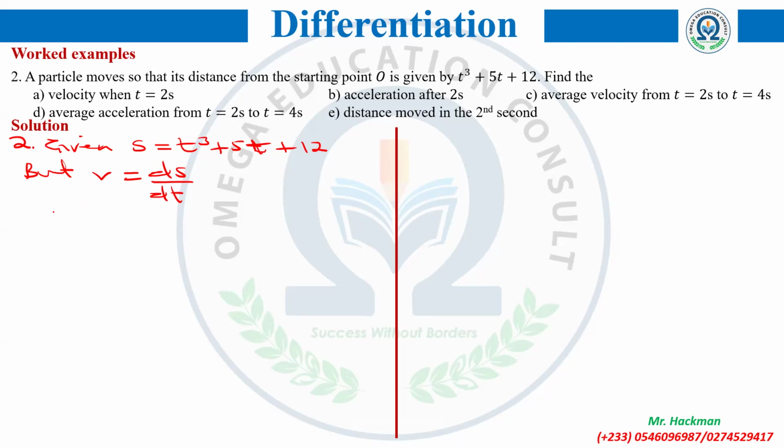Which will be equal to, ds/dt will give us 3t squared, plus what? My professors, are you there? Let's do it together. Plus, we are sharpening our differentiation skills.